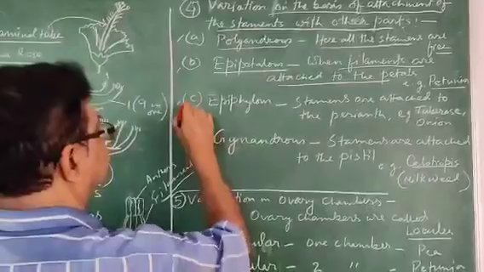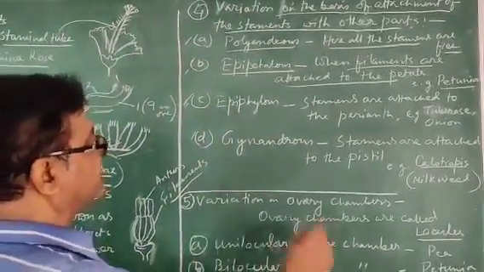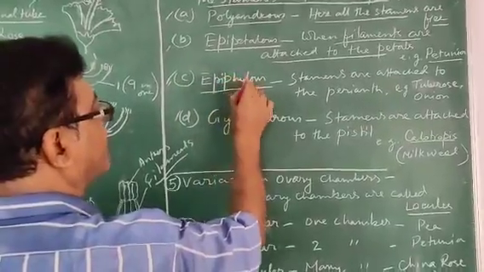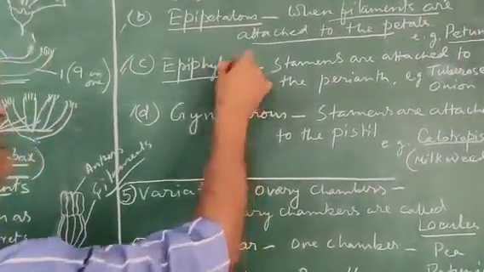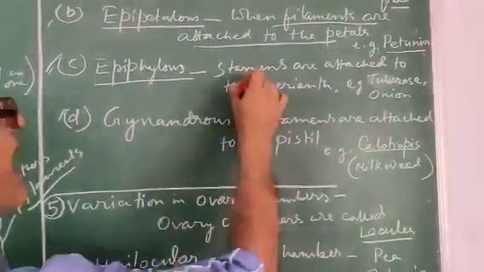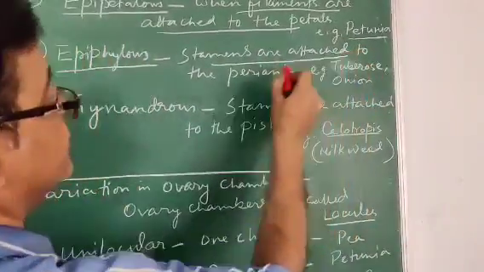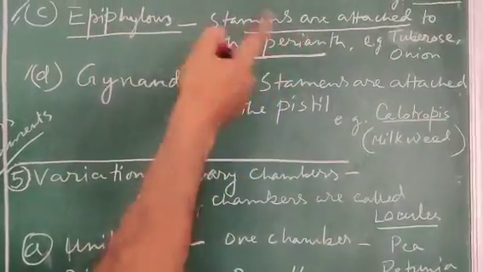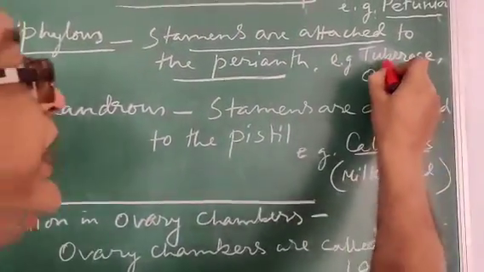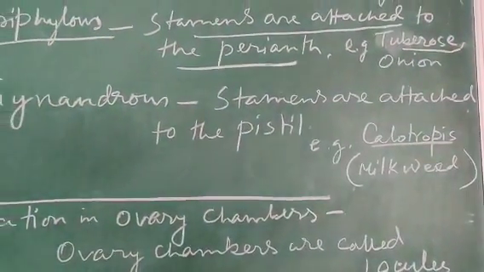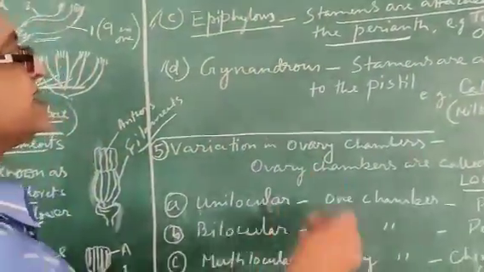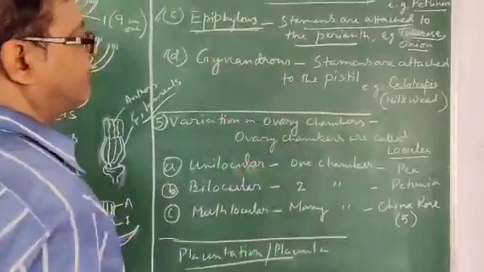Third type of variation is epiphyllous, where stamens are attached to the perianth. Example, tuberose, commonly we call it Rajnigandha. Onion also has this epiphyllous condition.